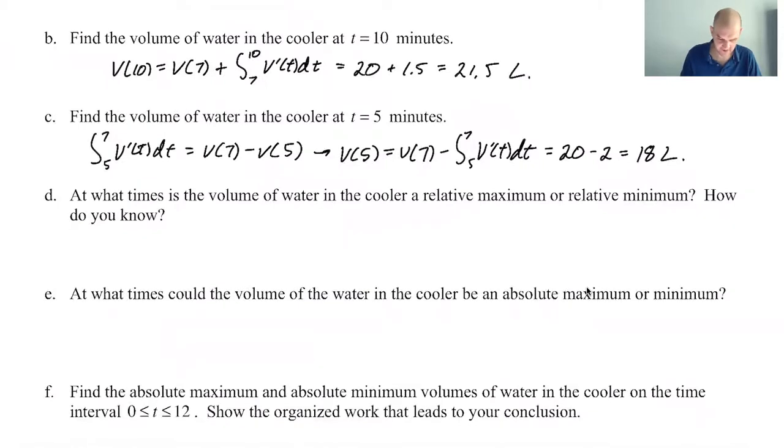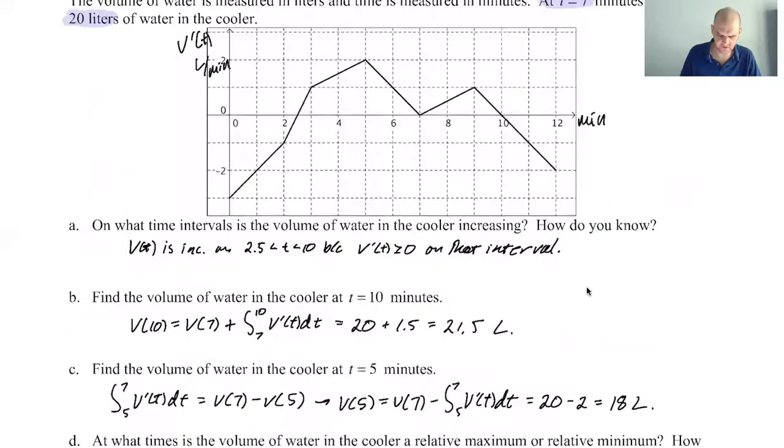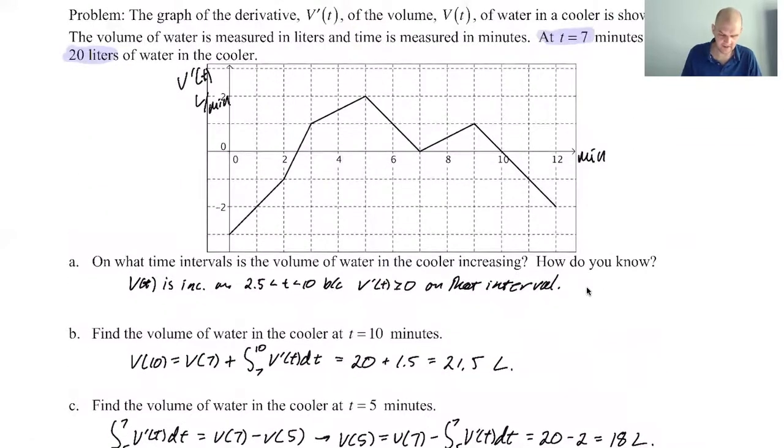At what times is the volume of water in the cooler a relative maximum or a relative minimum? How do you know? So we just want to know the times at which it's a relative max or relative min. If v prime changes from negative to positive, which it does here, then v goes from decreasing to increasing. This is a relative minimum. This is a relative maximum because v prime goes from positive to negative.